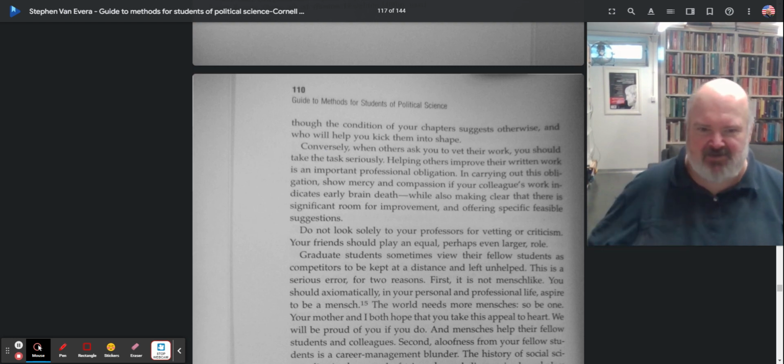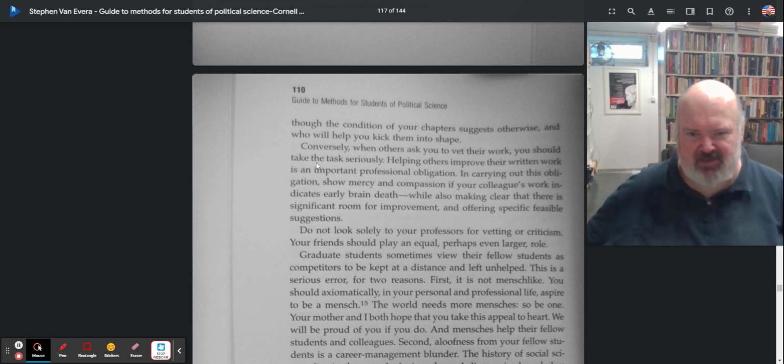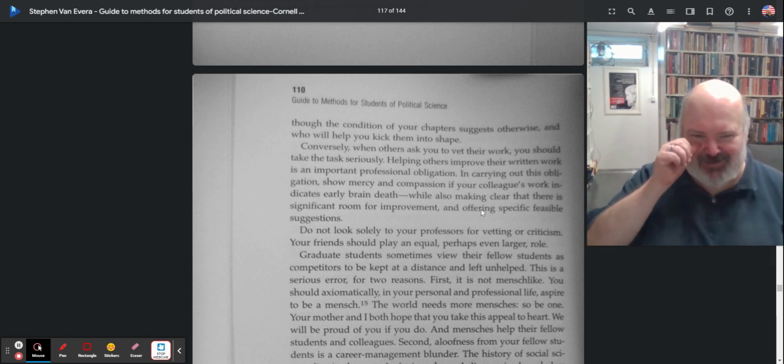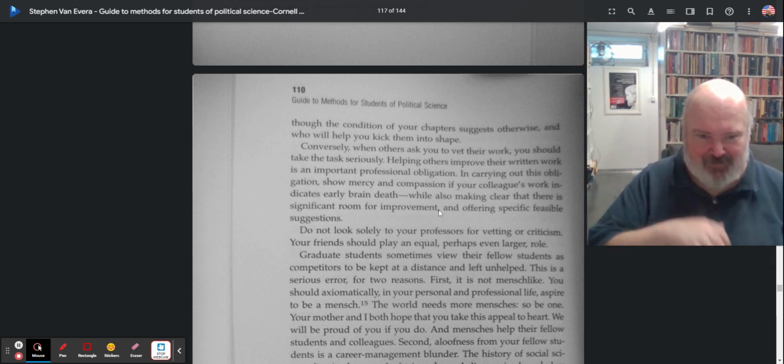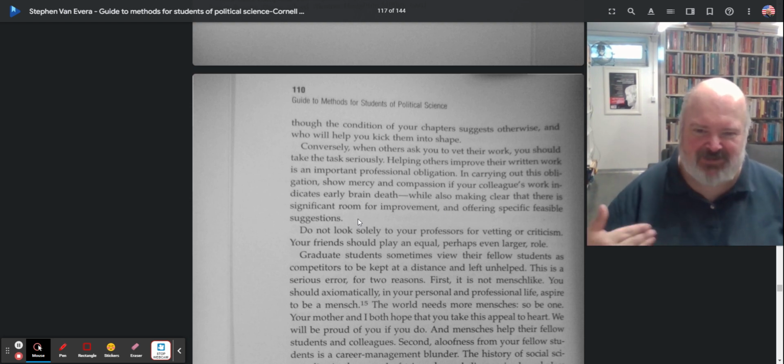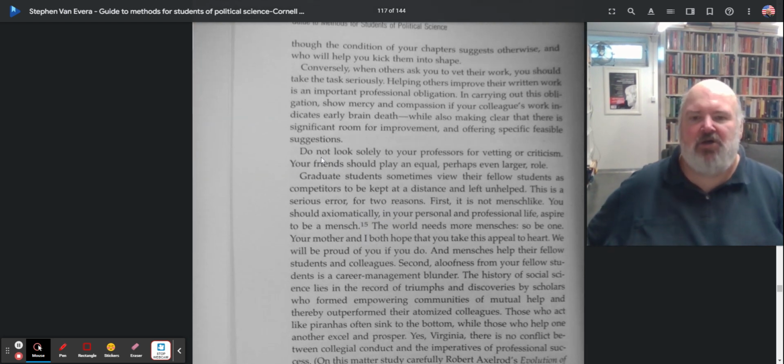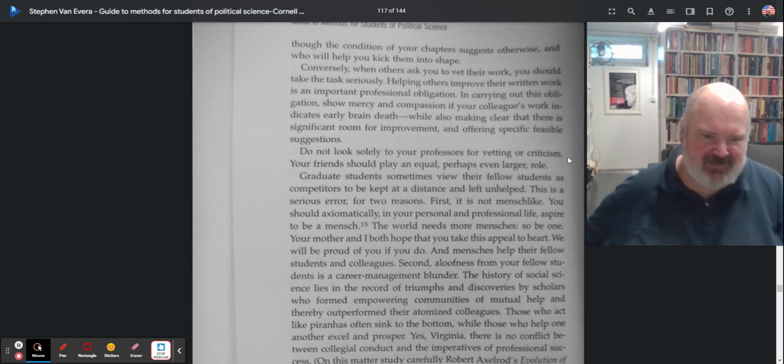Conversely, ask others to vet your work who will take the task seriously. Helping others improve their written work is an important professional obligation. In carrying out this obligation, show mercy and compassion to your colleagues' work. If your colleagues' work indicates early brain death, make clear that there is significant room for improvement, while offering specific, feasible suggestions. Do not look solely to your professors for vetting or criticism.